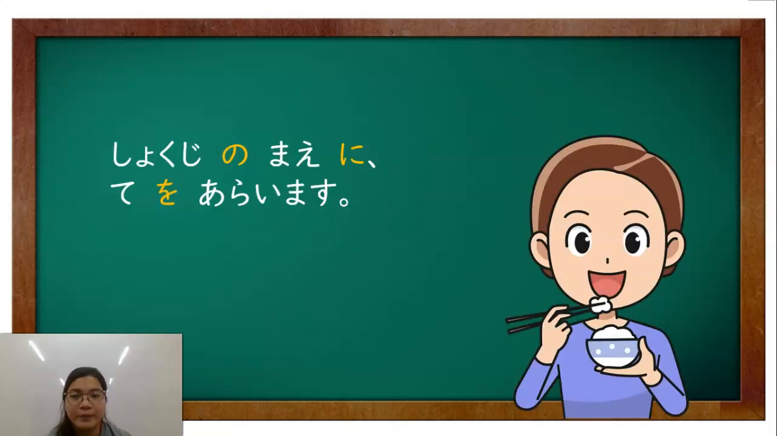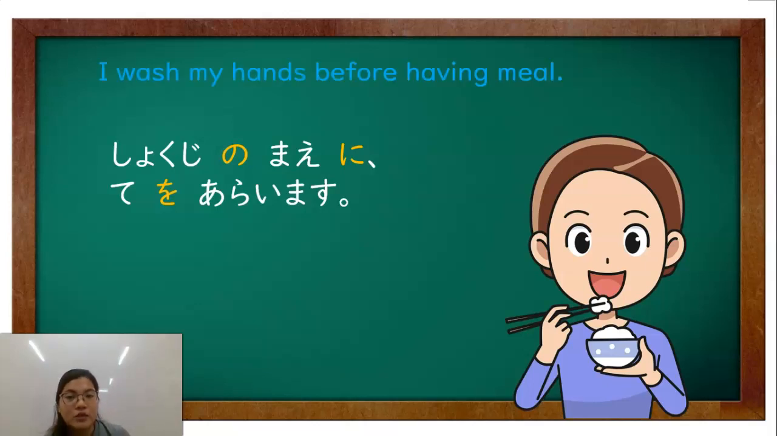For example, shokuji no mae ni te o araimasu. Okay? Shokuji no mae ni te o araimasu. So, shokuji is meal. So, before having a meal, te o araimasu, I wash my hands. Okay? Shokuji no mae ni te o araimasu. That means I wash my hands before having a meal. Okay?